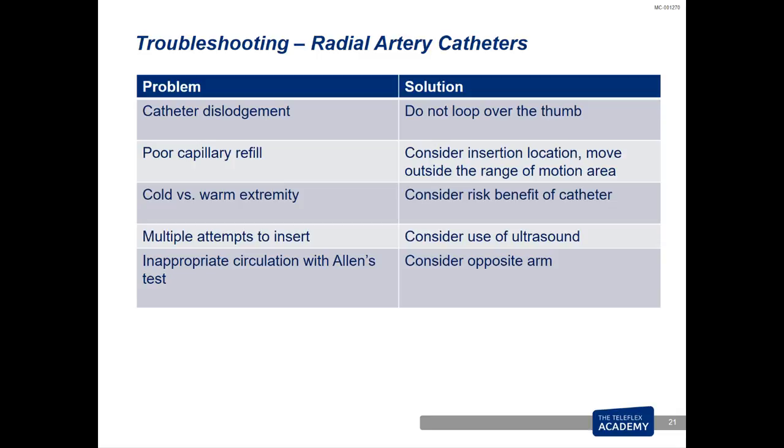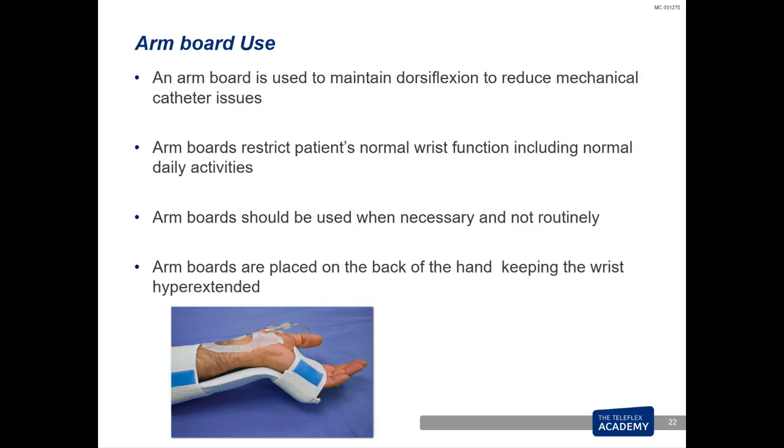If you do not have collateral circulation verified by an Allen's test, you should not go above the intended insertion area. You should move to the opposite arm or consider a different area of insertion. Arm board use. An arm board is used to maintain dorsal flexion and reduce mechanical catheter issues.